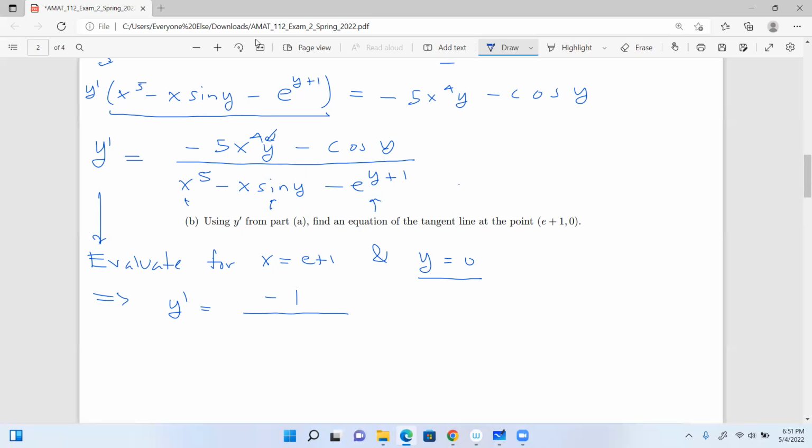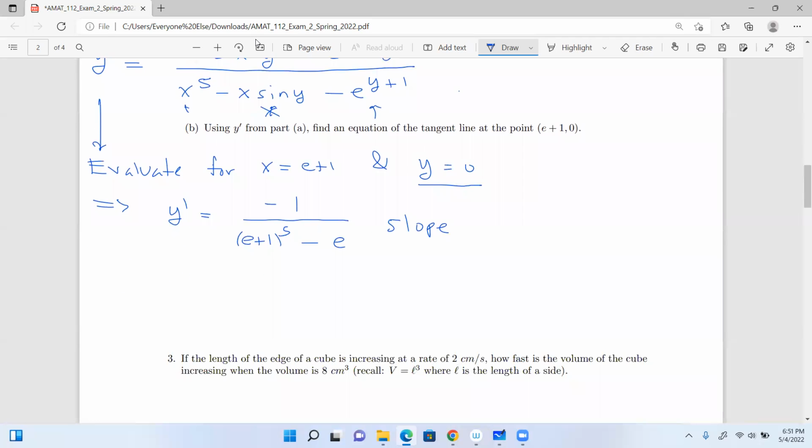So this term goes away when you plug in y is equal to 0. So here I get e plus 1 to the 5th, and then minus e. So I plug in 0 for y, so I just get e. So this is the slope.